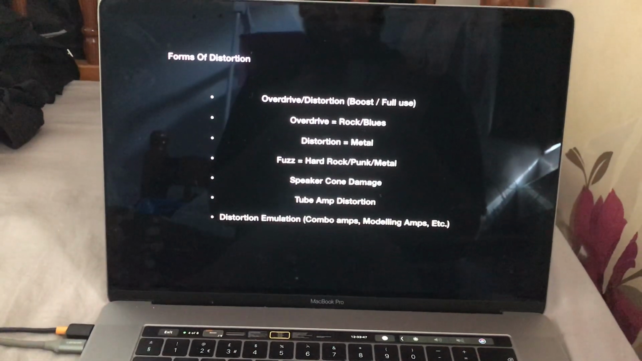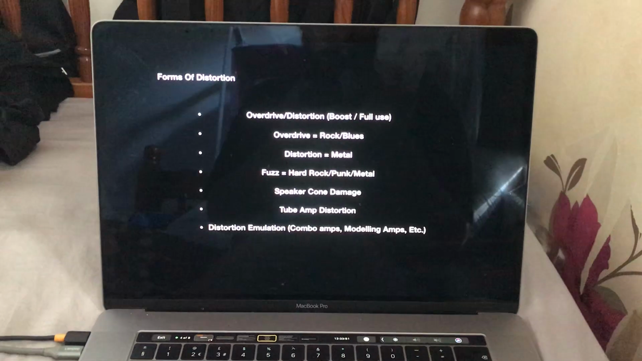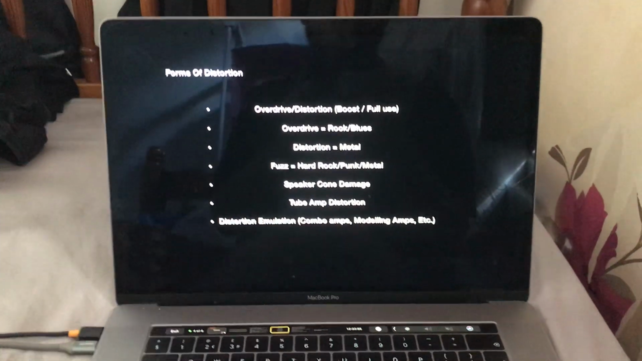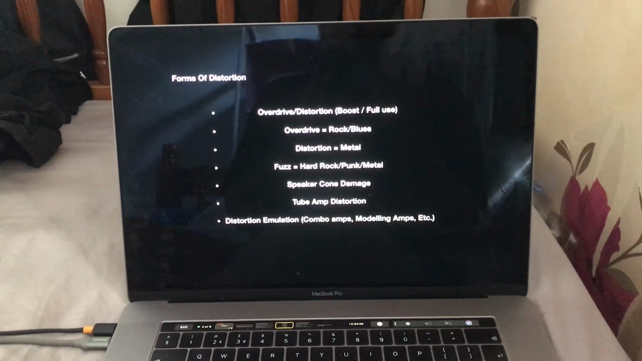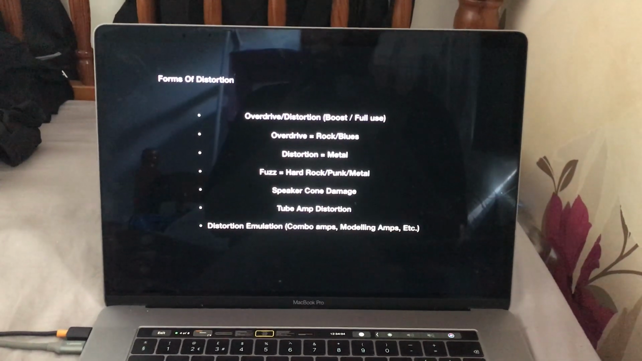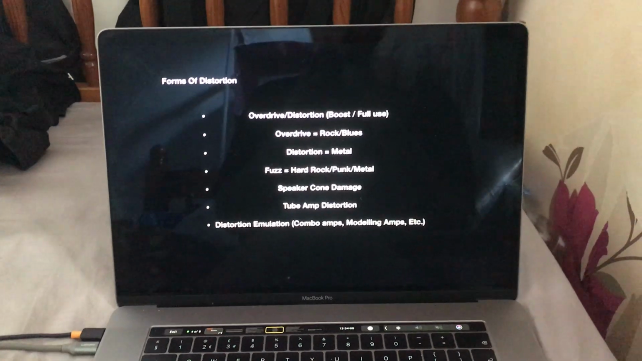Overdrive is generally used in rock, blues, and some hard rock. It's generally the lighter side of distortion, more akin to, say, the Beatles than Metallica. Distortion is what really started to define metal. Think of bands such as Iron Maiden, Black Sabbath, Metallica. They are the people who started to really push the forefronts of distortion in the late 70s and early 80s.